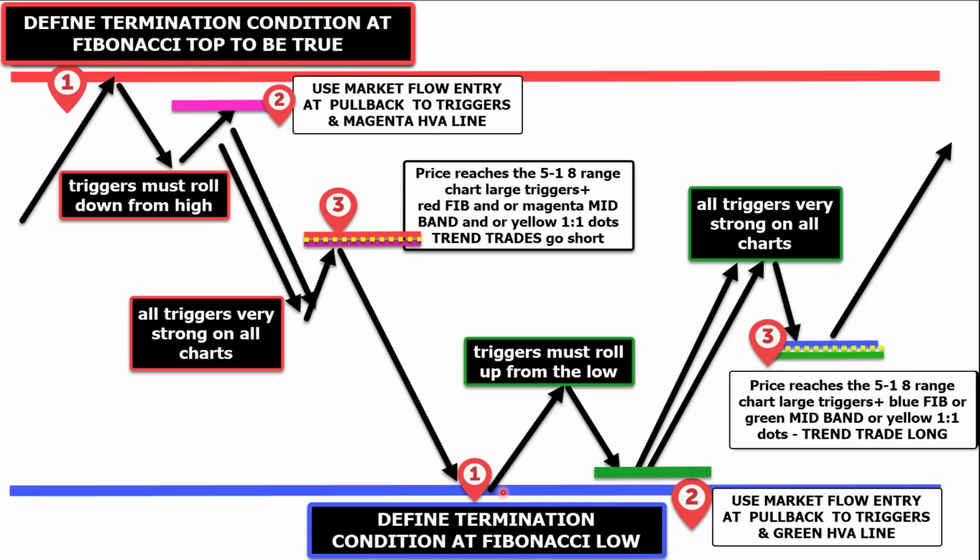From the Fibonacci support low, you will see a termination of the downtrend. When the trigger lines roll to the upside, orders will be placed at the green high volume line in the same location as the trigger lines. Once the trigger lines are extraordinarily strong up, this is the time that a long trend trade will be placed on the small chart. Remember, the entry is at both small chart large triggers that include a Fibonacci, mid-band and/or 1-to-1s. Exits for trend trades will be placed at Fibonacci resistance.